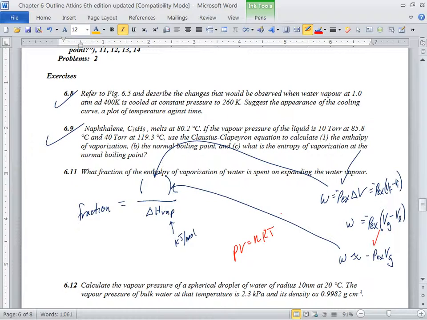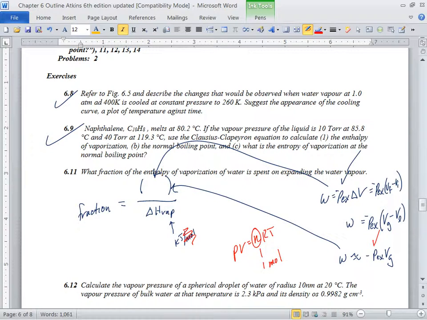n has to be 1 because the enthalpy of vaporization is per mole. So you have to assume n is 1 mole. Then you're going to have just kilojoules in the denominator and the work in the numerator. So this denominator will just be kilojoules, because you're just using 1 mole.